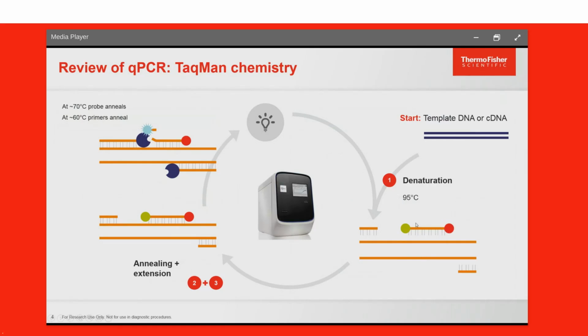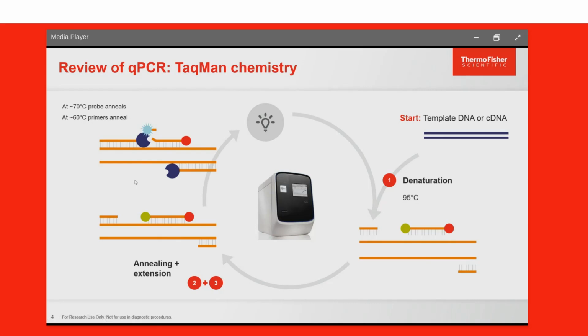The temperature will begin to decrease, and as the temperature drops down, your primers, shown here, and probe will anneal. The probe will anneal first at around 70 degrees. The primers will anneal second at around 60 degrees. Once the primers and probe have annealed, during the extension phase of PCR, the Taq polymerase shown here will find the 3' OH of those primers and begin extending off of the 3' OH of those primers.